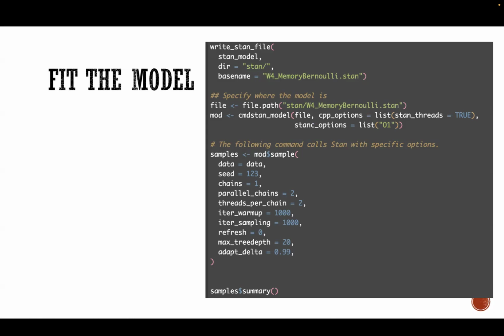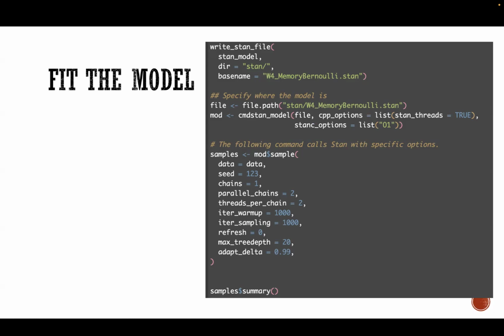So there's data, there's a seed, there's how many chains we're running, how many parallel chains, and here it's two, it should be one because chains is one. So there's no way of splitting the same chain onto different cores.